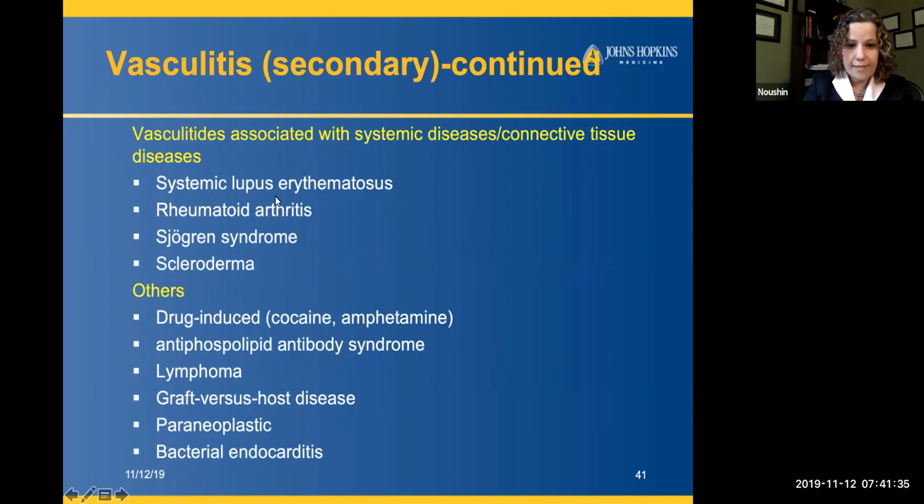You can have it with SLE, rheumatoid arthritis, Sjogren's syndrome, scleroderma, or other causes for vasculitis, such as drug-induced, cocaine, amphetamine, antiphospholipid antibody syndrome, lymphoma, intravascular lymphoma, graft versus host disease.